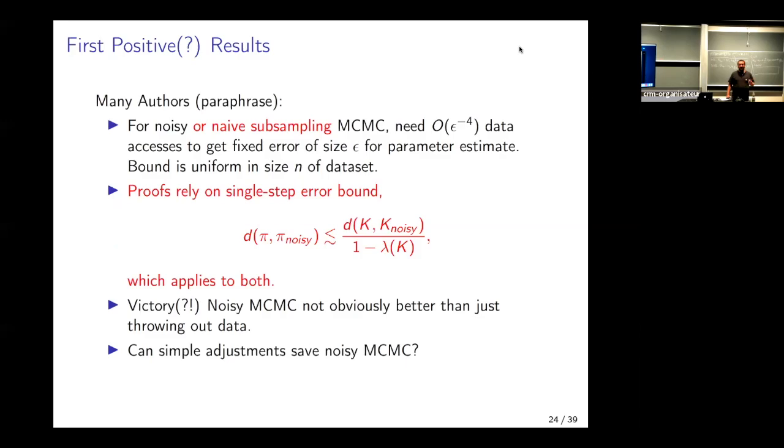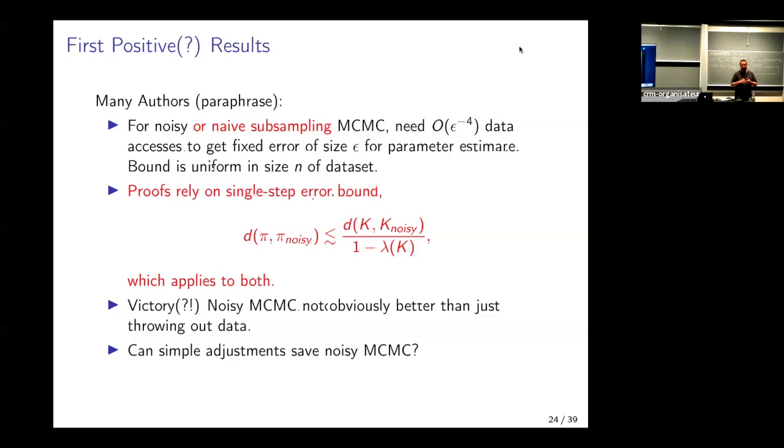Noisy subsampling, which people use, and naive subsampling, where I just throw a bunch of the data out at the beginning. If you plug naive subsampling in through these theorems, you get exactly the same answer. And when I say exactly, I don't mean within a factor of 2. I mean exactly the same answer. And there's a reason for that.